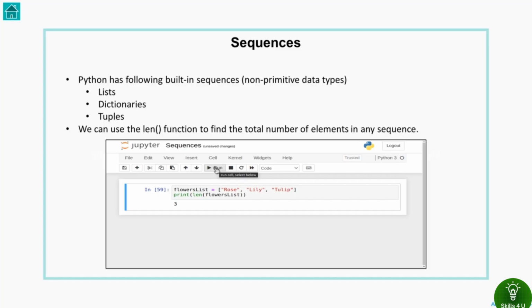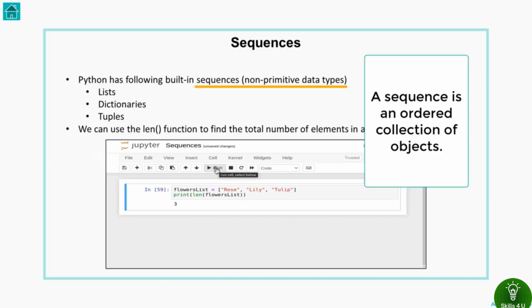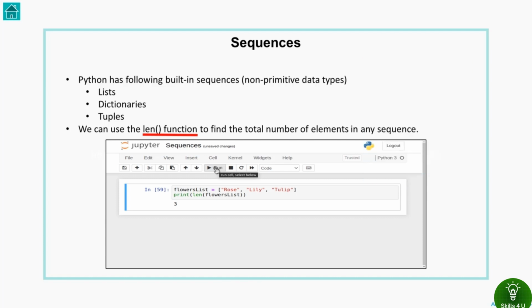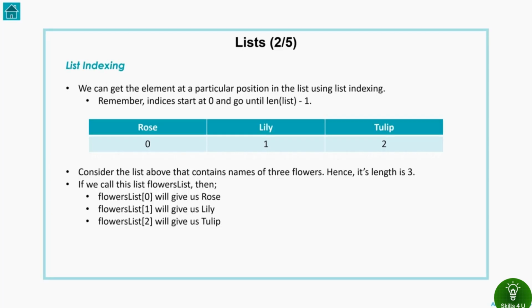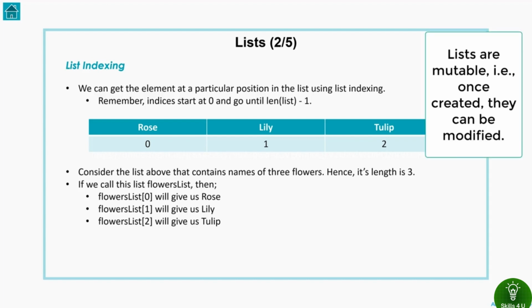So we discussed primitive data types in Python. In this lesson, we will discuss the non-primitive built-in data types in Python, also called sequences. A sequence is an ordered collection of objects. We are going to look at lists, dictionaries, and tuples. The len function is used to find the total number of elements in any sequence. We will start our discussion on sequences with lists. A list is used to store multiple values which may or may not be of the same data type.